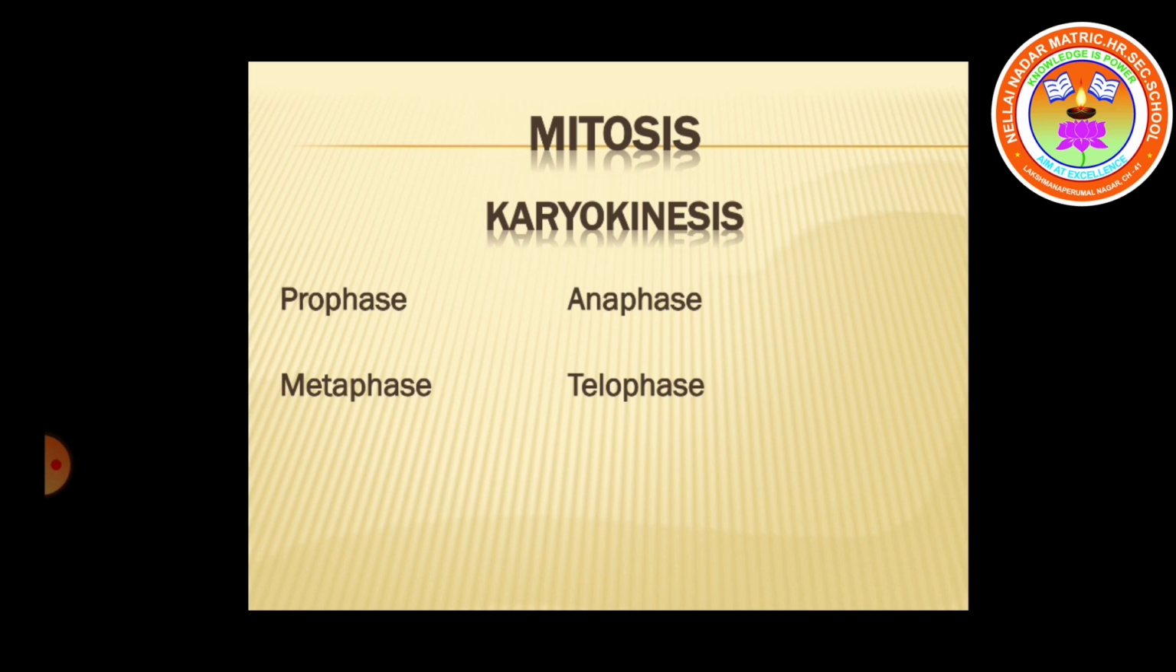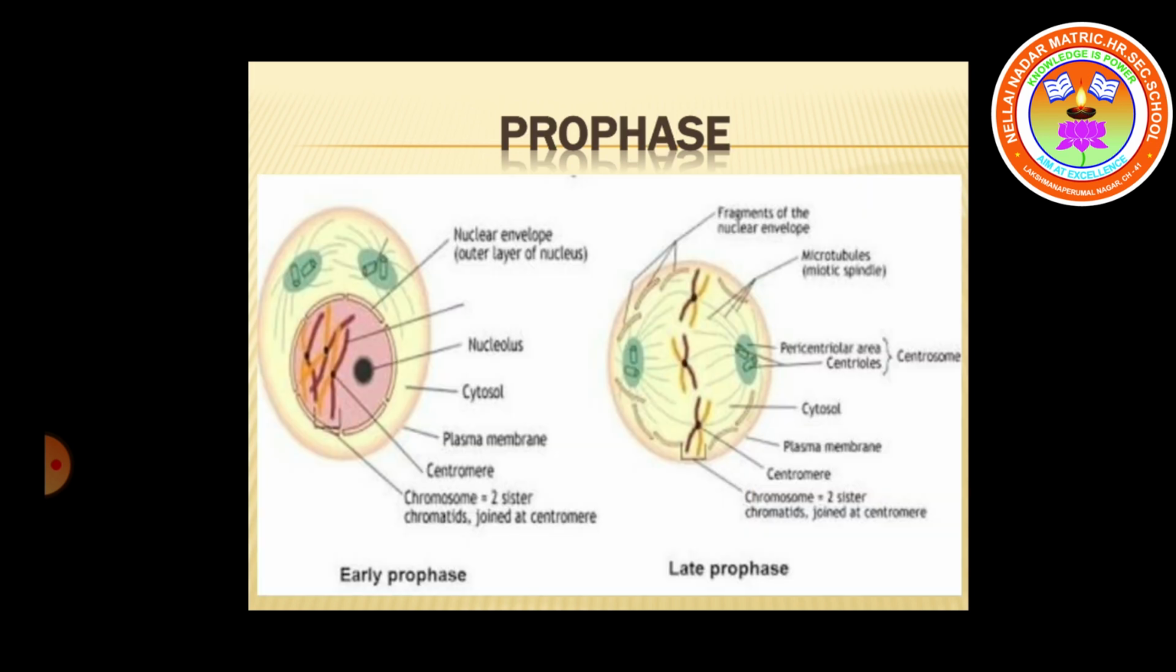So the division of the nucleus occurs in 4 stages: first prophase, next metaphase, then anaphase, and the last one is telophase. Are you clear, children? Now, let us move on to prophase, the first stage of nuclear division.